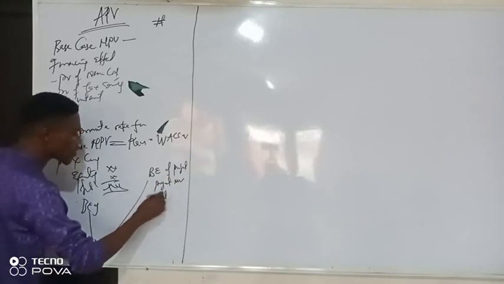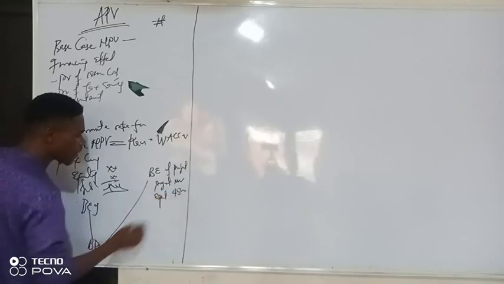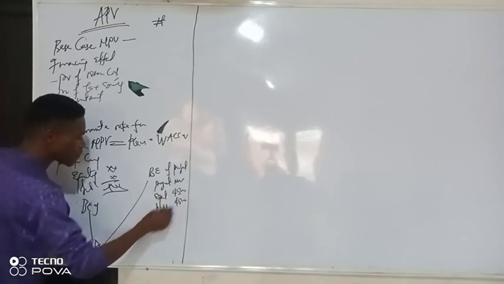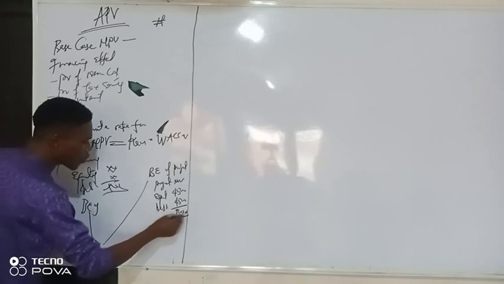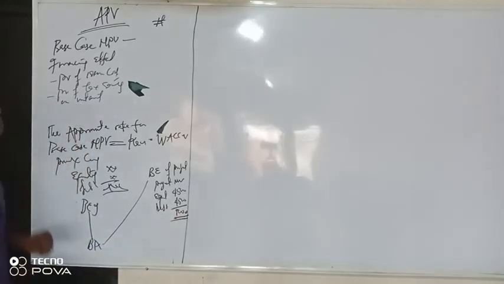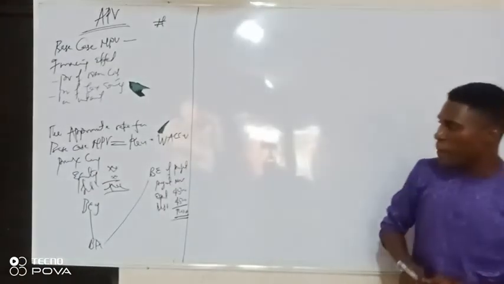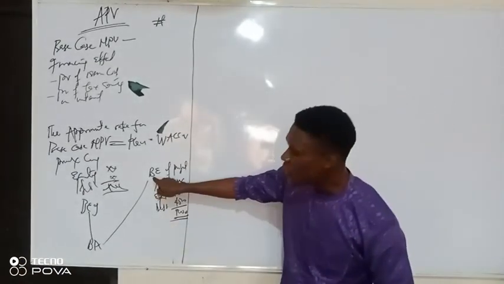Equity for this question, $4.5 million. Debt is what? $4.5 million. Total is what? $9 million. But we are told that you will raise out of $9 million, $4.5 million for equity and $4.5 million for the debt. What we pay, and this is what they give us.